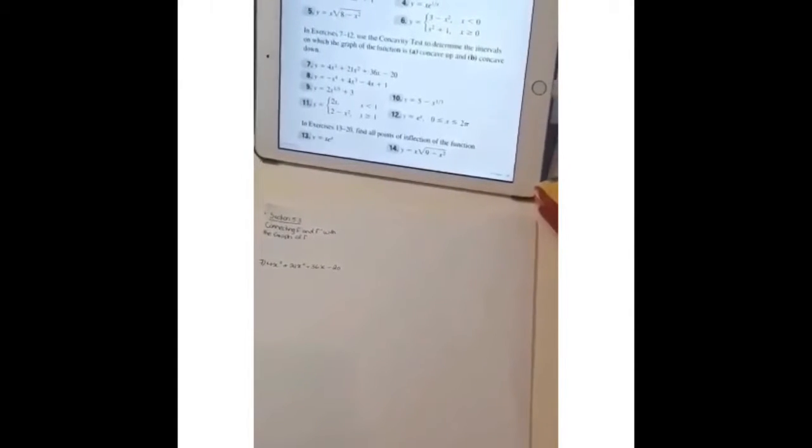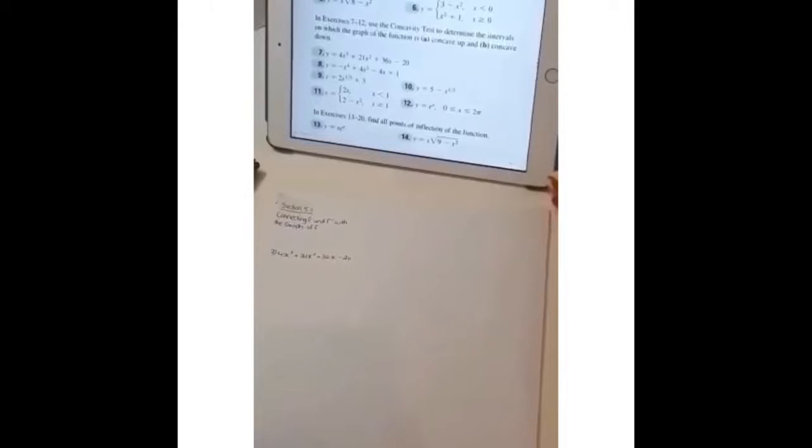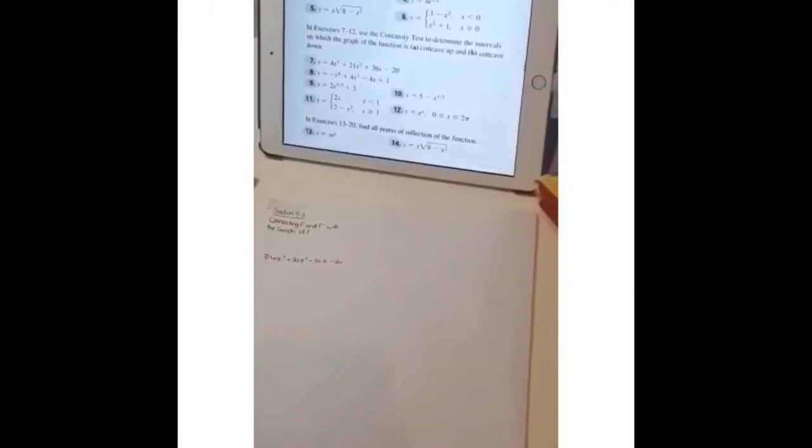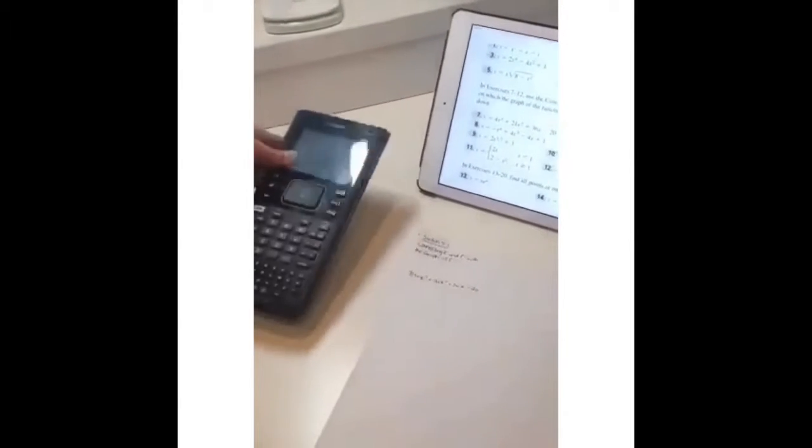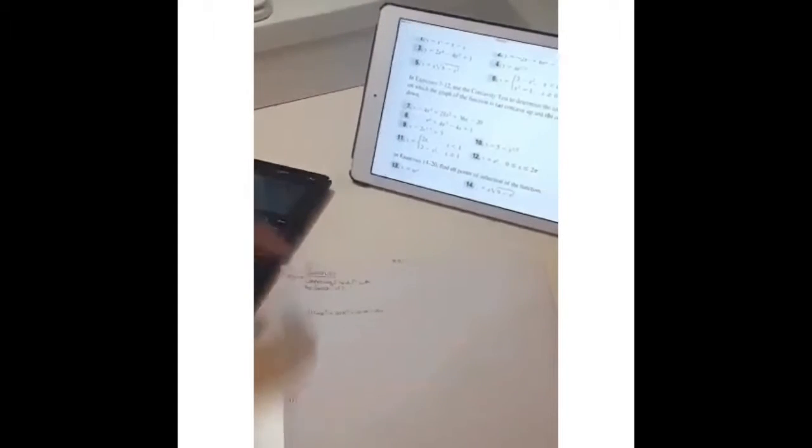Off with section 5.3, connecting f prime and f double prime with the graph of f. So in question 7, they're asking us to find when it's concave up and concave down. We'll use the Texas TI-Nspire CX in order to solve this question. So let's start off with finding the y prime.